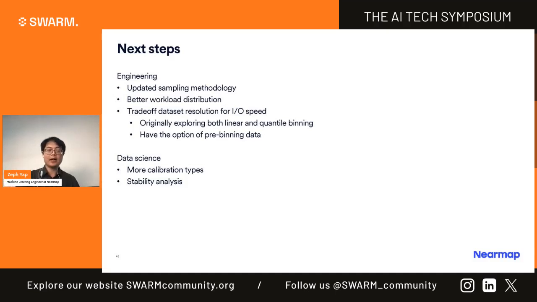Some of the more recent experiments that I've done have suggested that we can get away with using less data in the calibration. By changing the way we sample our calibration dataset, we might be able to see some improvements. The reason I put this as an engineering problem is that, as I've mentioned, the calibration process is very input and output bound. So every time you can reduce the amount of data you're pulling, you can speed up the process by quite a bit.